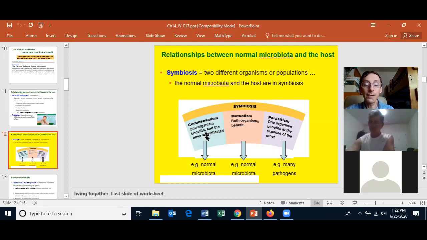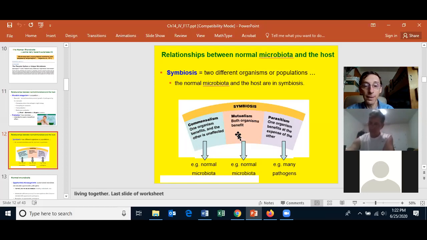A microorganism on the skin that doesn't give us any benefit, maybe Micrococcus luteus. It benefits because it's finding a home with us, but we might not get much benefit out of that relationship, okay?